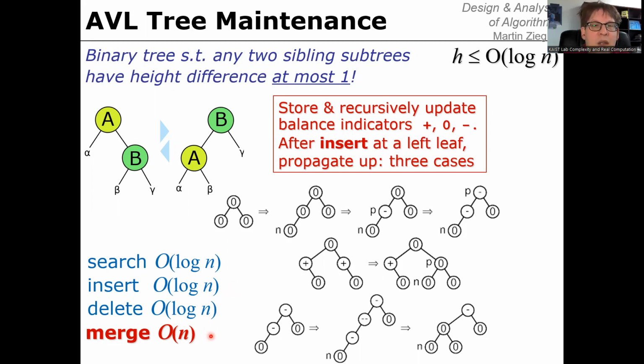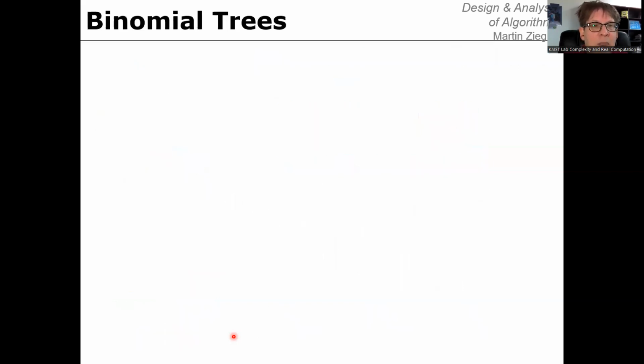Now, one can actually improve that n log n to result in merging two AVL trees with linear cost O of n, which is something I won't discuss here. Maybe this will be an assignment, so you might want to look into it, because our goal here is now to proceed to a different data structure, which supports merge operation in logarithmic time. AVL trees cannot do that. So that's what we're going to do now.